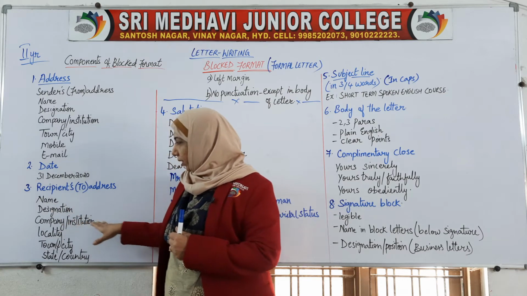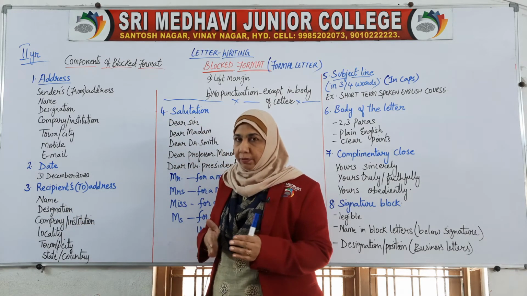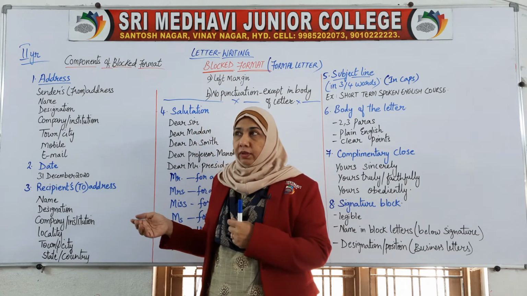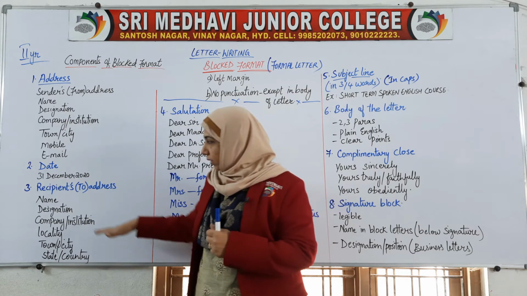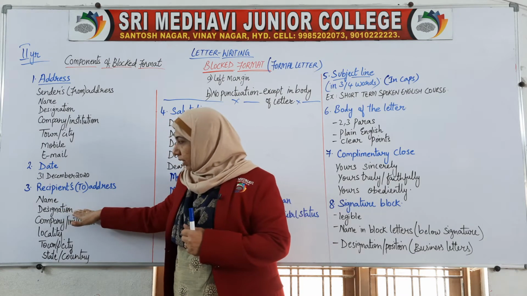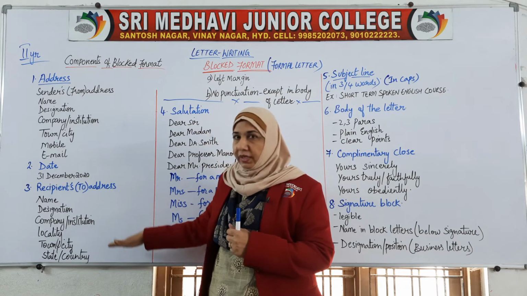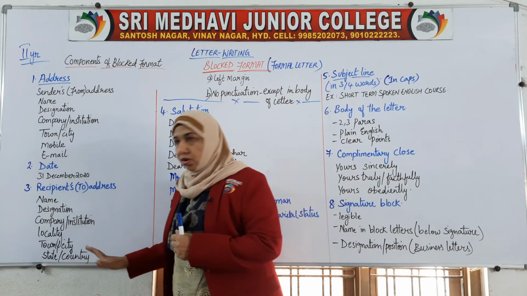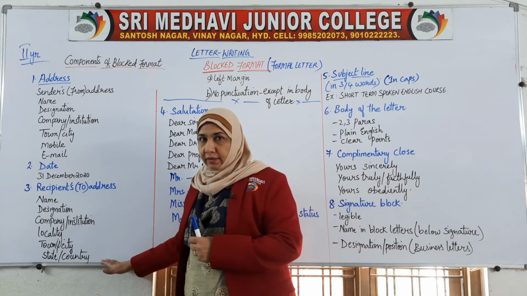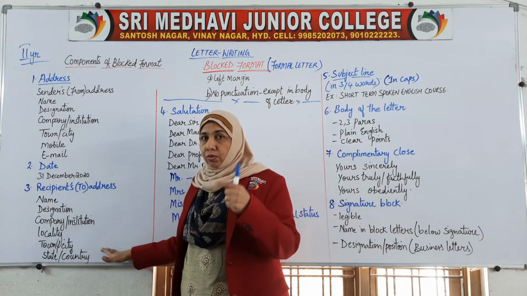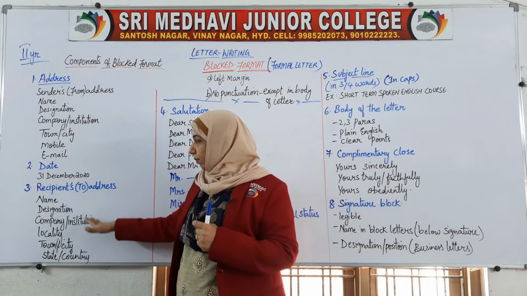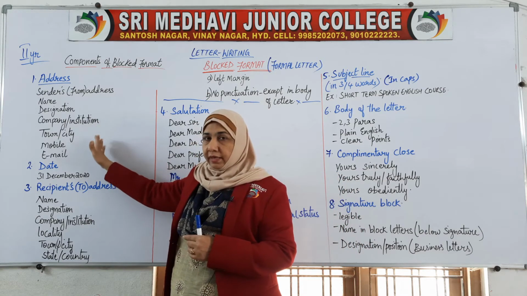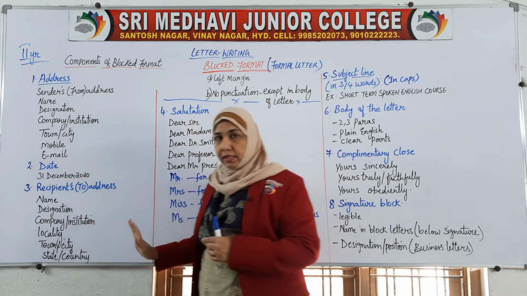Name, designation, company or institution to which they belong, the person to whom you are writing. Maybe you are writing to the editor of Deccan Chronicle or something. So you have to write the name, and then designation, then company, institution, like that. Locality, town, city, state or country if required, of the person to whom you are writing the letter. Recipient means the one who will receive the letter. Now next, first is the sender's address, then the date, then the recipient's address.